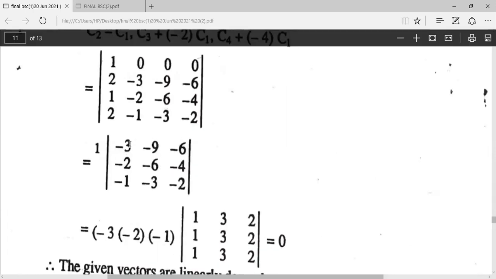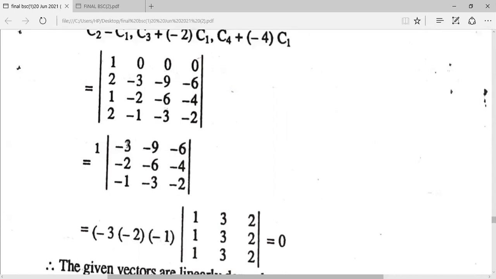Before that, if common elements are there, you take them outside. What are the common elements in the first row? In the first row, -3 is common. In the second row, -2 is common. And the last row, -1 is common. You can take it outside. You will get, if we take the common elements, 1, 3, 2, 1, 3, 2, and 1, 3, 2. Once you expand this determinant, or else you have a property of the determinant, what is that? If any two rows are identical, or columns are identical, the value of the determinant is 0.